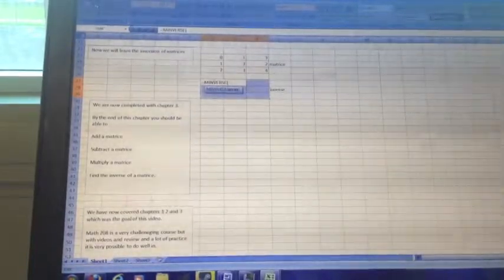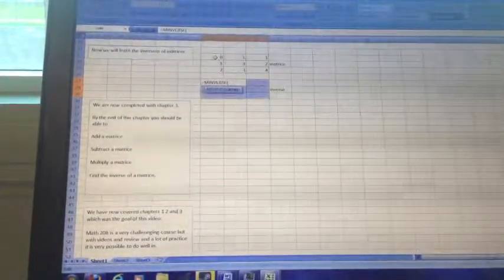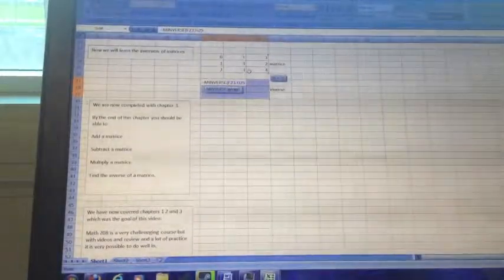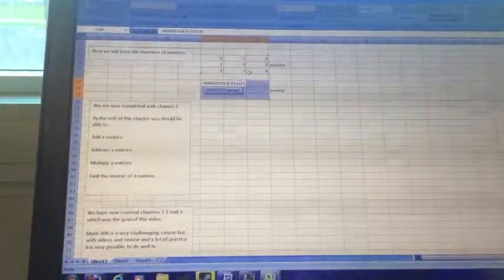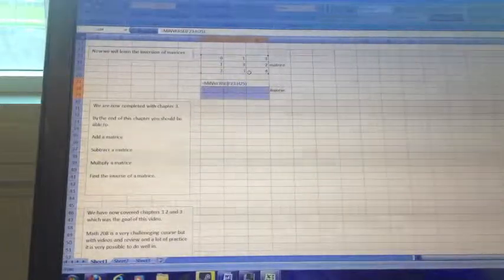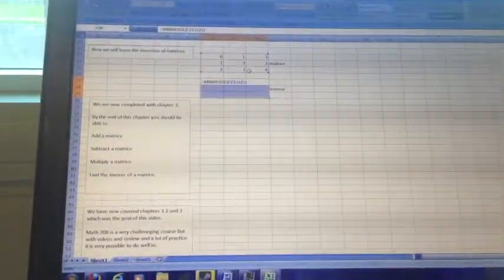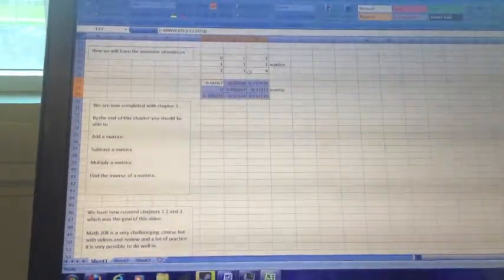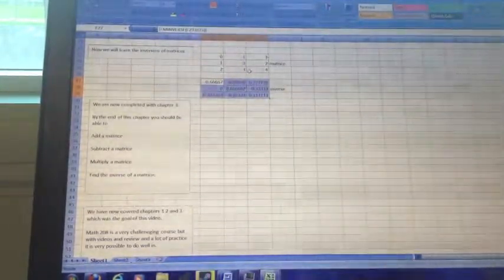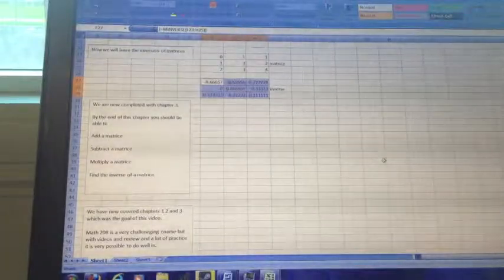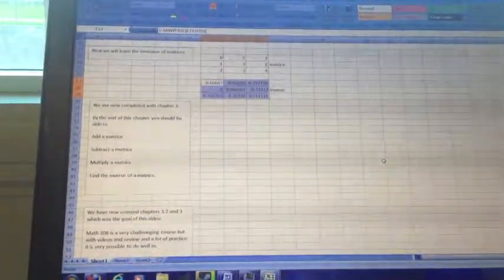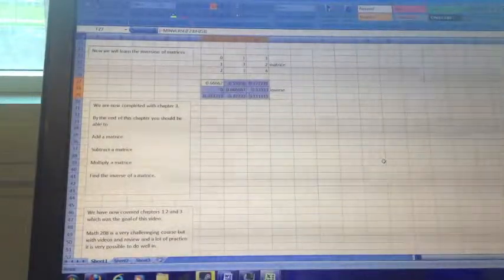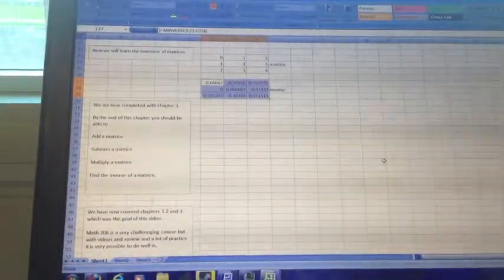Okay, and then it comes up with MINVERSE parenthesis. We're going to take our matrix, we're going to highlight it just like we've been doing. Okay, then we are going to close our parenthesis. We're going to say Control, Shift, and Enter. And there is our inverse for our matrix. Okay, so now we have learned how to add, subtract, multiply, and find the inverse of a matrix. And we have completed Chapter 3.